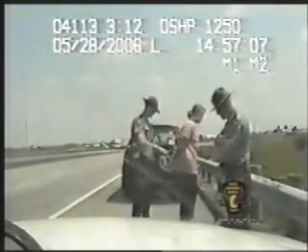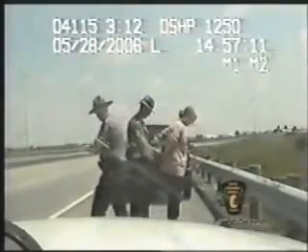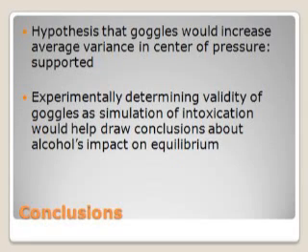Paired t-tests comparing control trials with goggle trials resulted in p-values of less than .05, so the null hypothesis was rejected. Our experiment shows that fatal vision goggles cause a statistically significant increase in balance impairment. Although our simulated intoxication supported our hypothesis that the goggles would impair balance, an objective evaluation of the goggles' accuracy in simulating alcohol intoxication would help to draw stronger conclusions about alcohol intoxication's effect on equilibrium.